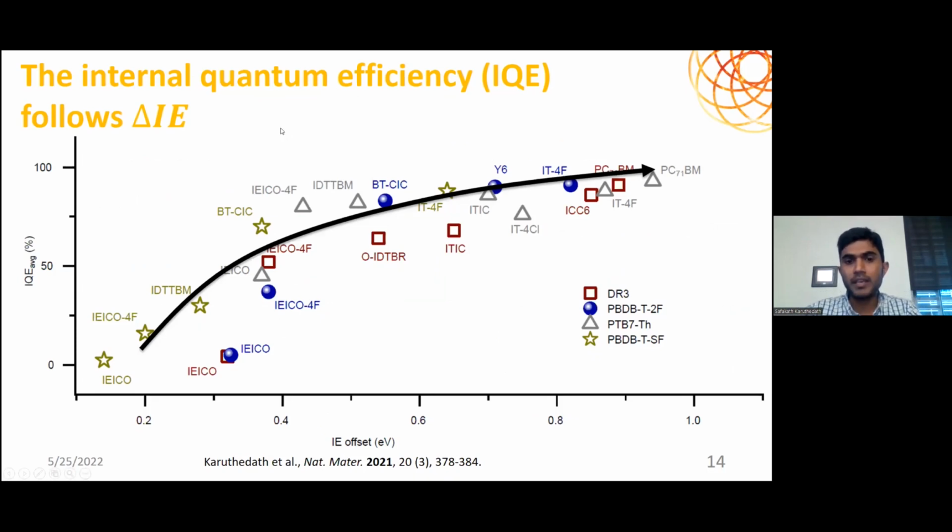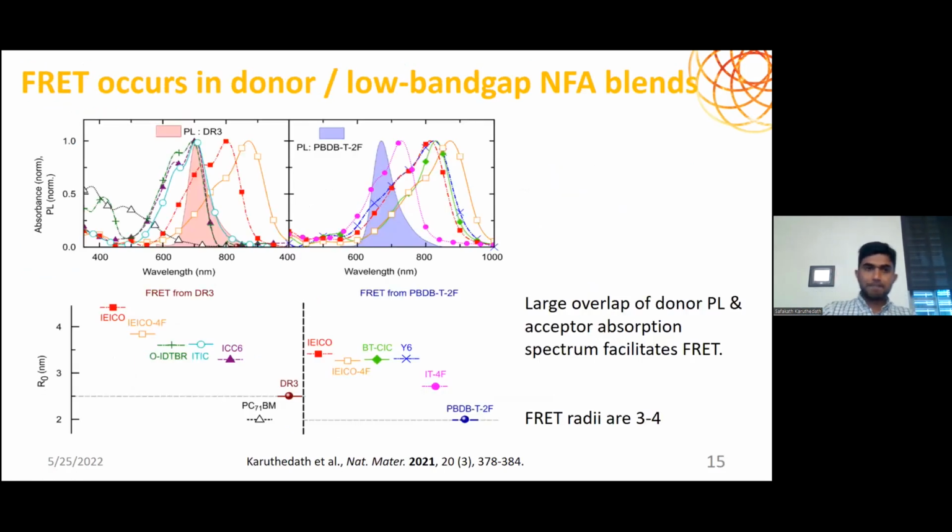So why is the IE offset more important than the electron affinity? What happens to the excitations generated in the donor, and how do they produce charges in low band gap non-fullerene organic solar cells? The first answer is energy transfer. The emission of the donor, which is in the shaded region, here is D18 and here it is PM6.